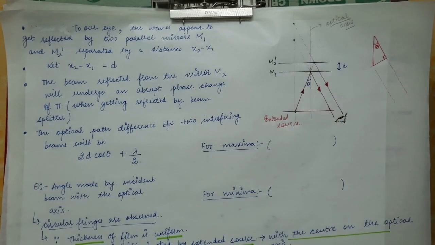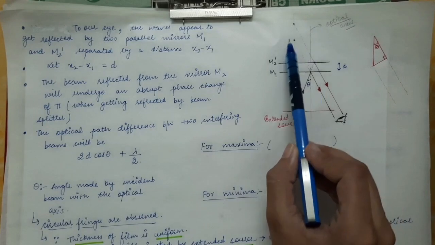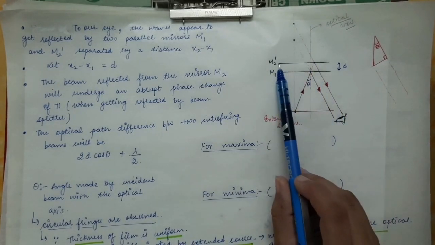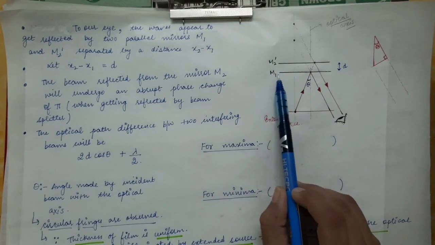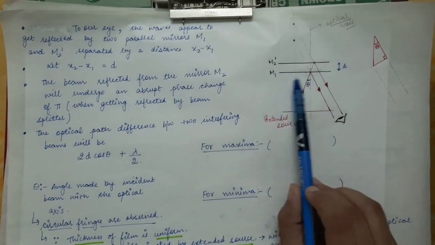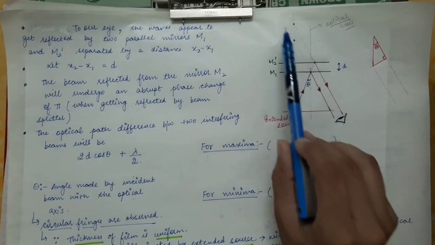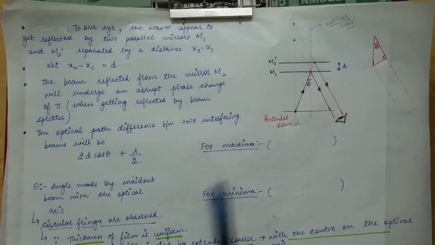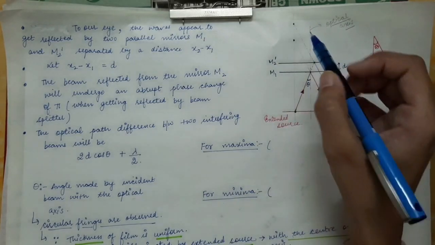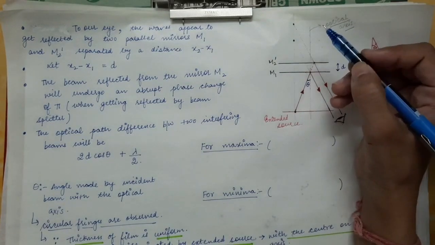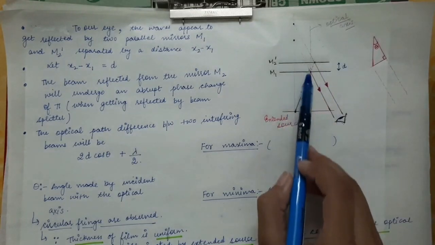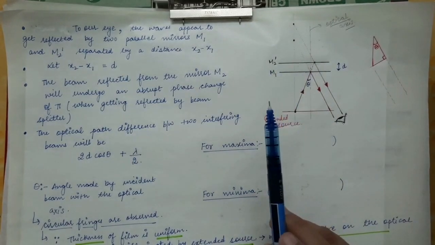So in that case, you can calculate the distance between these two images. It will come out to be equal to twice the distance between these two mirrors. If the distance between these two mirrors is given by small d, the distance between the two images as seen through these mirrors will be equal to twice d. So this is the first virtual source, and this is the virtual source as seen from the second plane mirror.